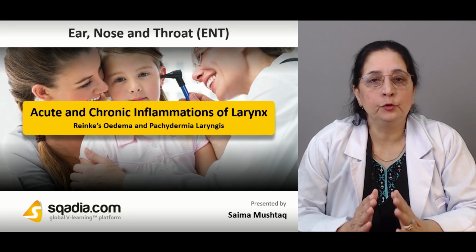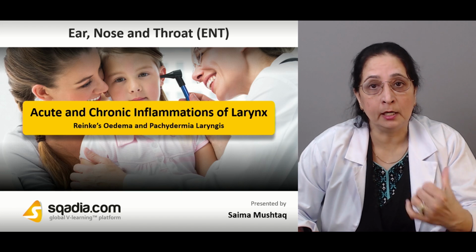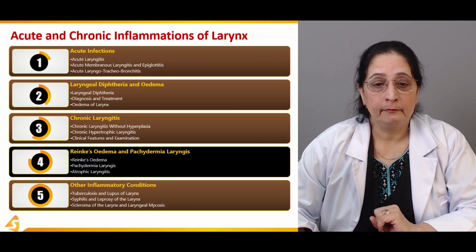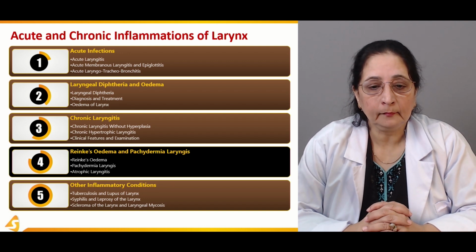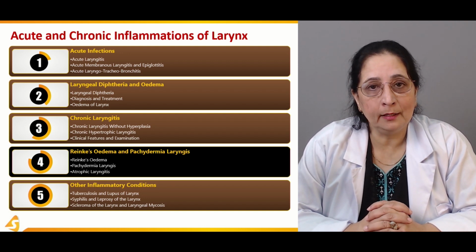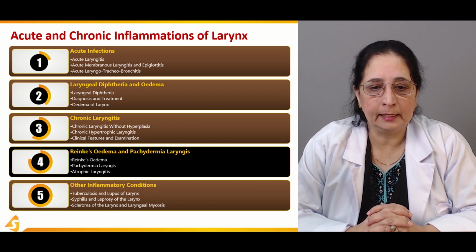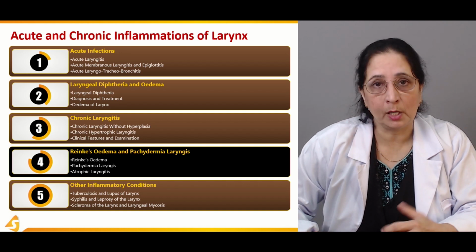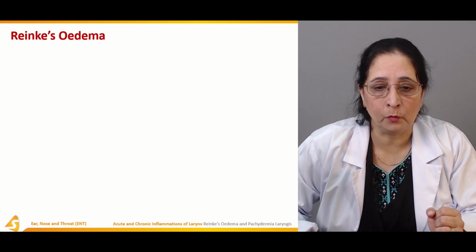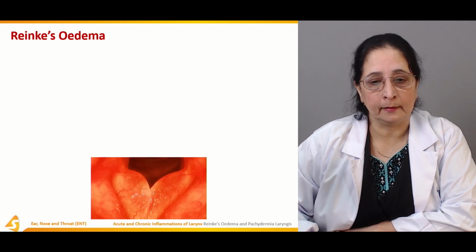Now let's move to our section 4, and in this section we will discuss 3 other conditions, which are Reinke's edema, Pachydermia laryngis, and also atrophic laryngitis. So these 3 conditions we will discuss one by one in our section 4. So first, the Reinke's edema.